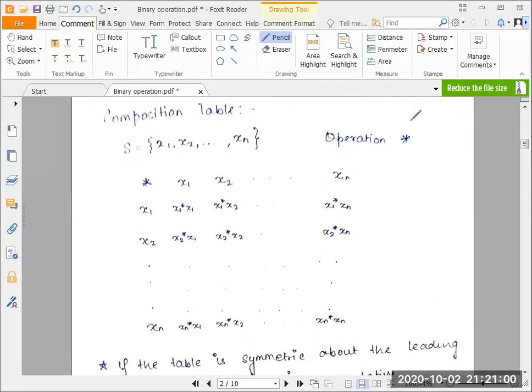What we'll be doing today is looking at an alternative representation of binary operations in the form of something we call the composition table. So a composition table is essentially just another representation of binary operations, as I've said before.